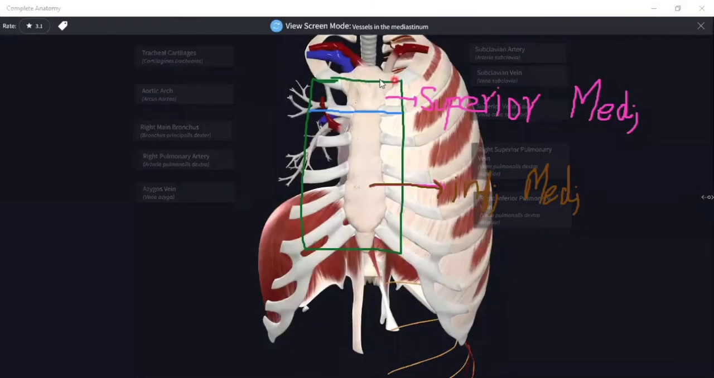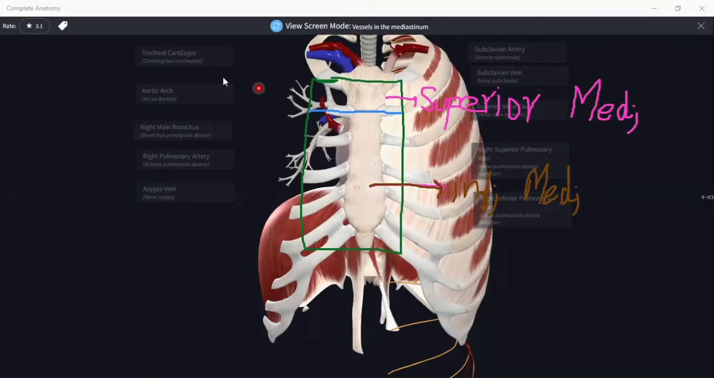In this picture, this green line is indicating the mediastinum. And now you can see this blue marking. This marking is separating the mediastinum into two sections. The superior one is called the superior mediastinum, as you can see, and the inferior one is called the inferior mediastinum. So this is the topographic view of the mediastinum.